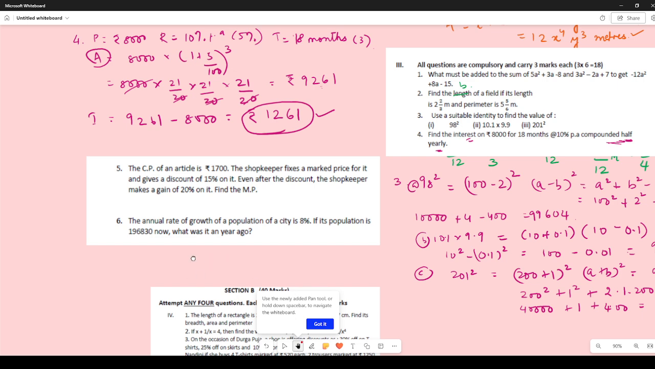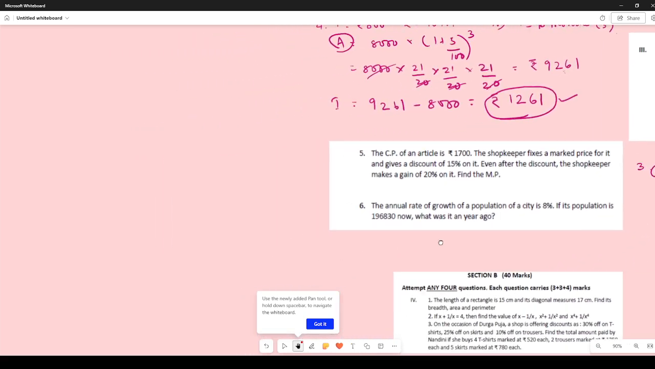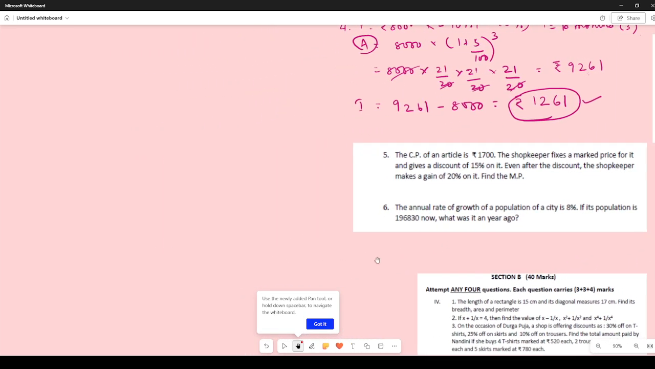Let me shift the board a little bit over here and let us do the sums over here. The CP of an article is 1700 and the shopkeeper fixes a marked price for it, then gives a discount of 15% on it, and even after the discount the shopkeeper makes a gain of 20%.